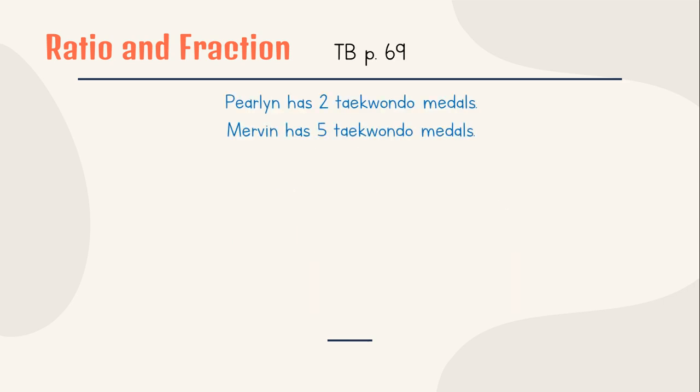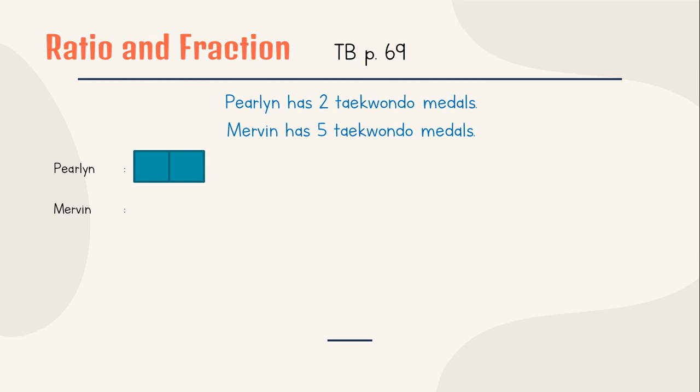Please look at your textbook, page 69. You will have these stories. Berlin has two taekwondo medals. Mervyn has 5 taekwondo medals. So Berlin has 2 while Mervyn has 5. We can make it into a model if you do not know the concept. So write down the model, draw the model.